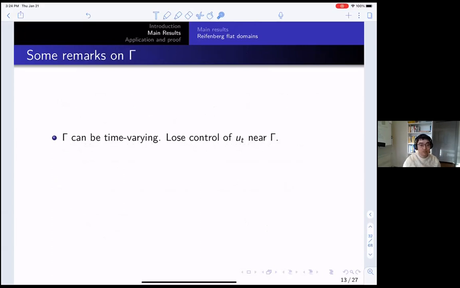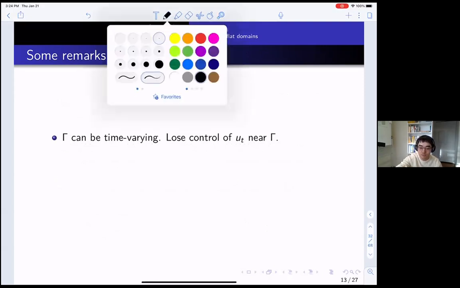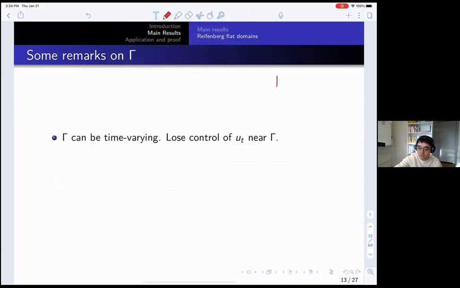The last thing about our result is that we want to make some remarks on this interfacial boundary. I should draw a picture about it. Assume this is the boundary of omega, the lateral boundary of Q. The boundary is separated into two parts, with N typically on the left and, on the right, this interfacial boundary gamma.